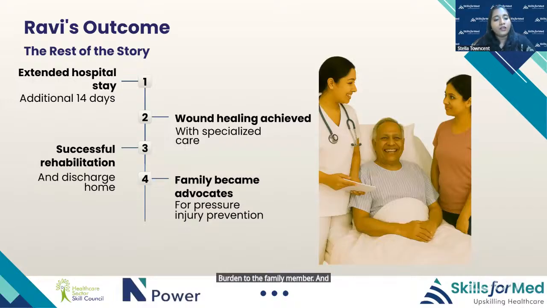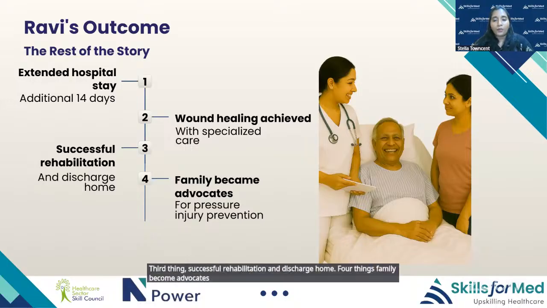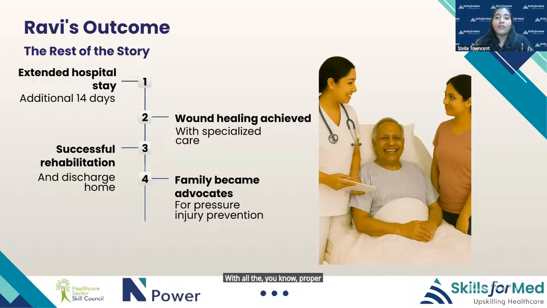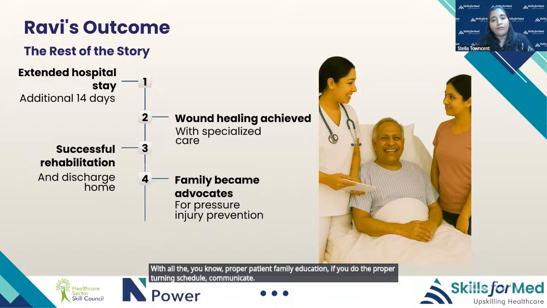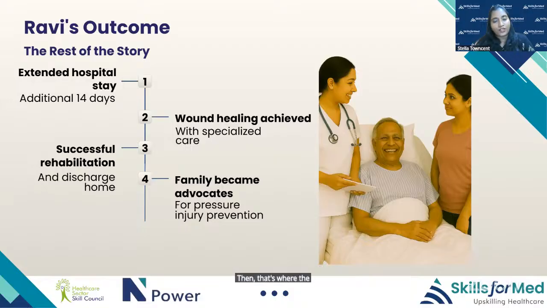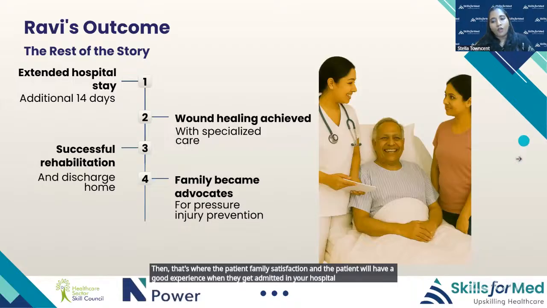Second thing, successful wound healing achieved with specialized care. Third thing, successful rehabilitation and discharge home. Fourth thing, the family became advocates for pressure injury prevention, because with all the proper patient family education, if you do the proper turning schedule, communicate, document each and everything, and be vigilant in all your care points, that's where the patient and family satisfaction comes, and the patient will have a good experience when they get admitted in your hospital. So now the patient Ravi is very happy after all the proper analysis and treatment.